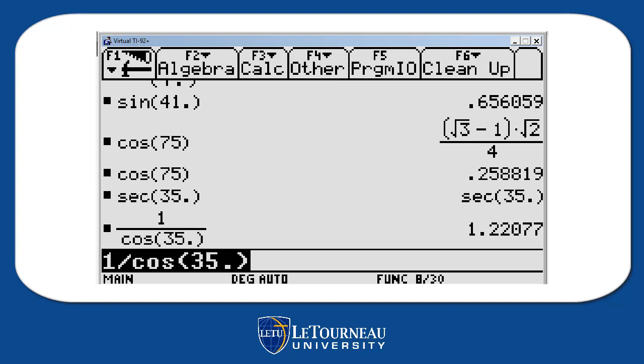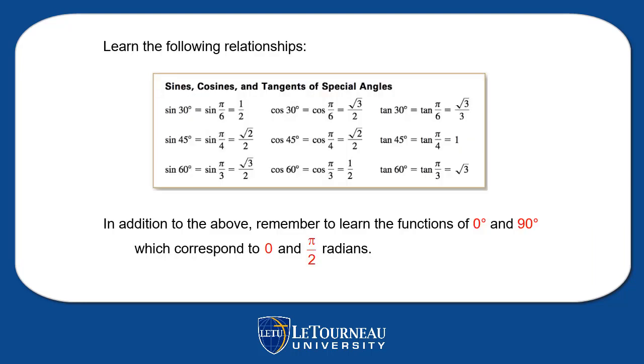The relationship's very important. So you need to learn these following relationships. You need to know what the sine of 30, sine of 45, sine of 60, cosine of each, and tangent. In addition to the above, remember to learn the functions of 0 and 90 degrees, which correspond to 0 and pi over 2 radians. You must know these. You don't have time to look them up.